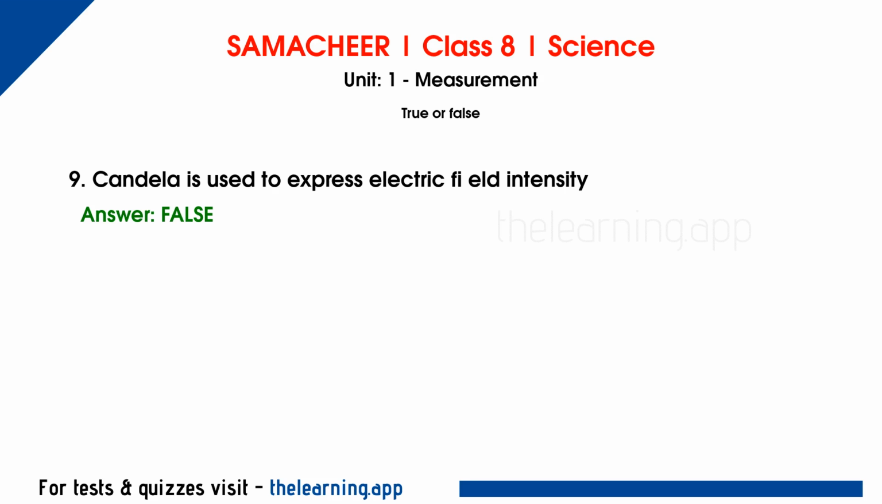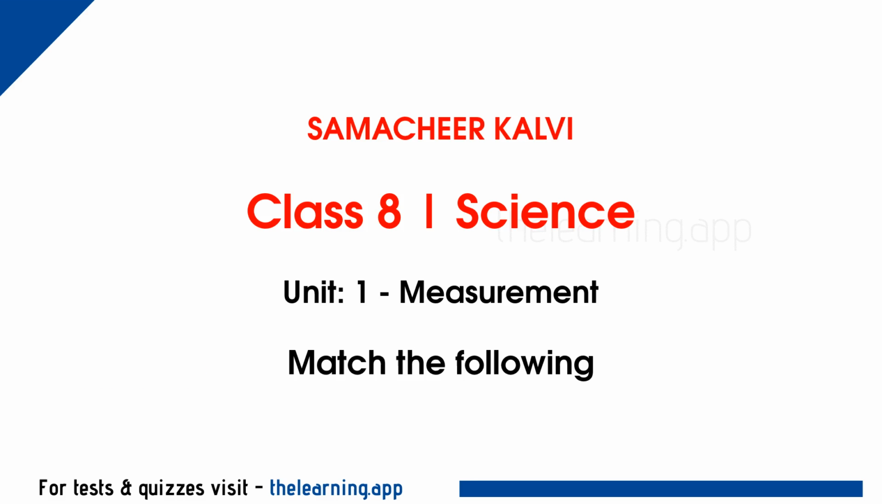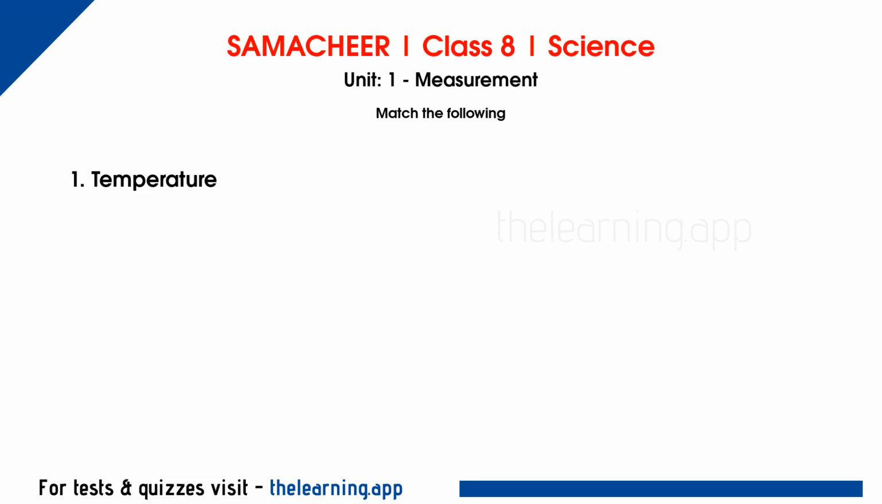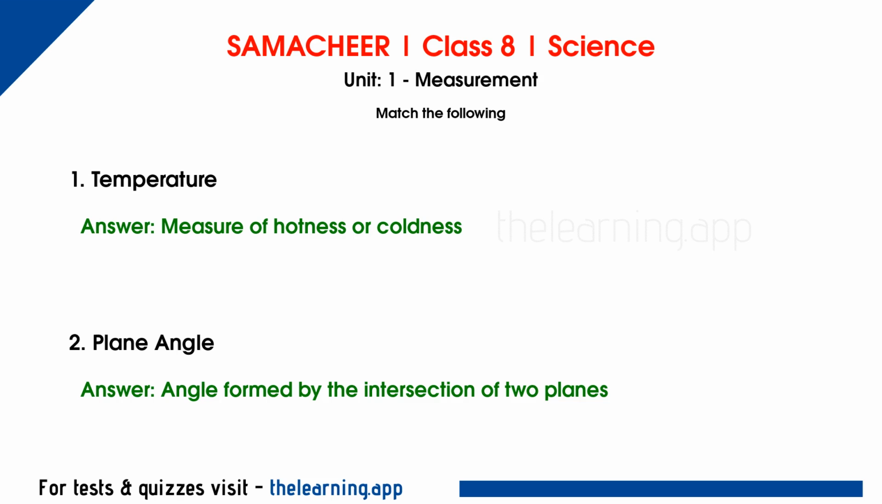Correct answer is false. Question 10. The number 4.582 can be rounded off as 4.58. Correct answer is true. Match the following. Question 1. Temperature. Correct answer is measure of hotness or coldness. Question 2. Plane angle. Correct answer is angle formed by the intersection of two planes.